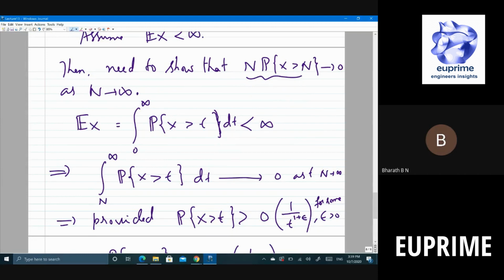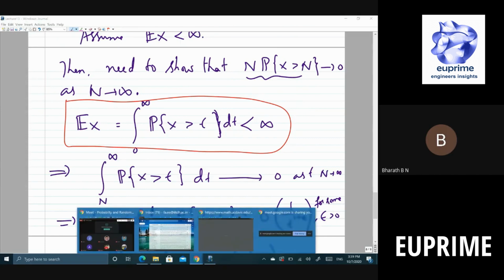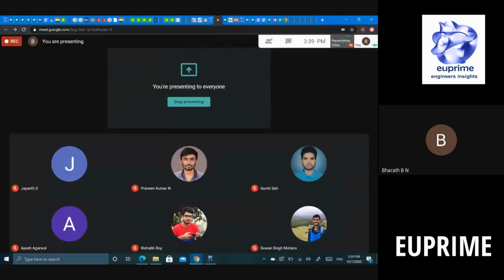I don't know if everybody knows this particular thing. I think it was a part of homework, right? This thing for positive random variables. I think we saw this for discrete random variables, right? Expected value of x for non-negative discrete random variables is the summation of probability of x greater than k, k equal to 1 to infinity, right? Something like that. Yes or no?